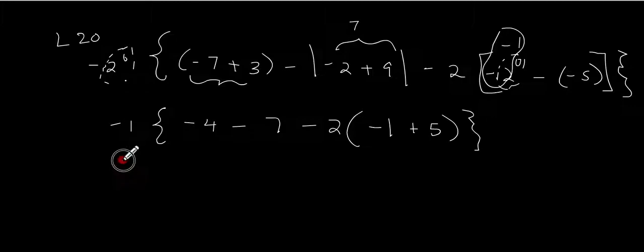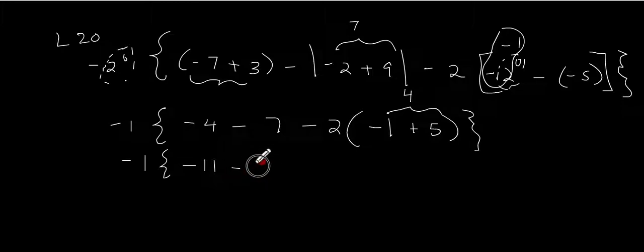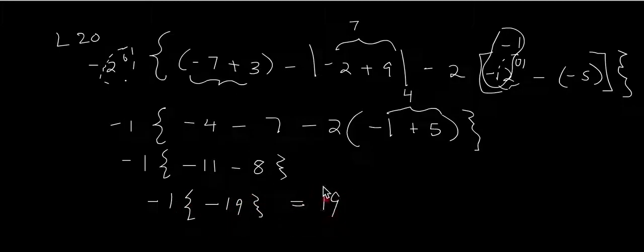Okay, I'm going to do another step of combining. Let's see, I can do these two. So I'm going to get -11. And this in here, I'm just going to skip a step real quick, that's 4 right there, right? So it's going to be a +4, so it's going to be a -8. And we're going to get a -1 times a -19. And so the answer should be, I'm going to check it, should be 19. And it is 19.